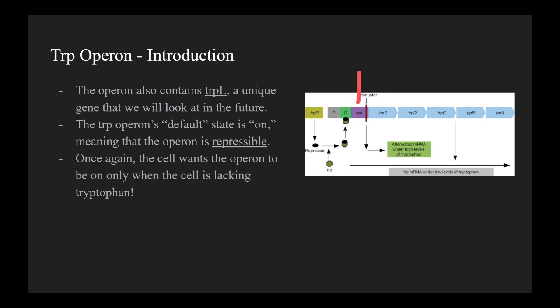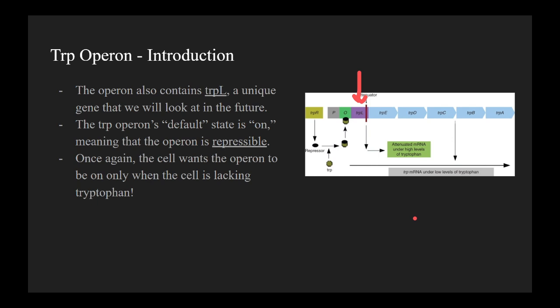All right, so the operon also contains what's called trpL. That's a specific attenuator sequence. And we're not going to look at this in this lecture, but when we move on to the next level, that's when we'll probably review this because it's a very complex mechanism. So the trp operon is the opposite of the lac operon because the default state is on. The default state is when this repressor is not bound to the operator, and then the RNA polymerase can just proceed and transcribe, right?